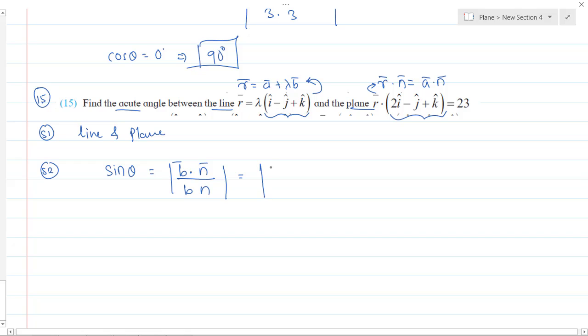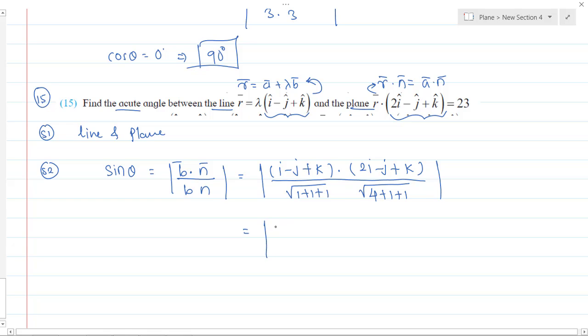So what is b bar? It is i minus j plus k, dot n bar, which is 2i minus j plus k, all divided by their magnitudes. What is the magnitude of b? 1 plus 1 plus 1. And the magnitude of n bar is 4, 1 and 1. So 1 into 2 is 2, minus 1, plus 1 into 1 is again 1, divided by root 3 and here root 6.